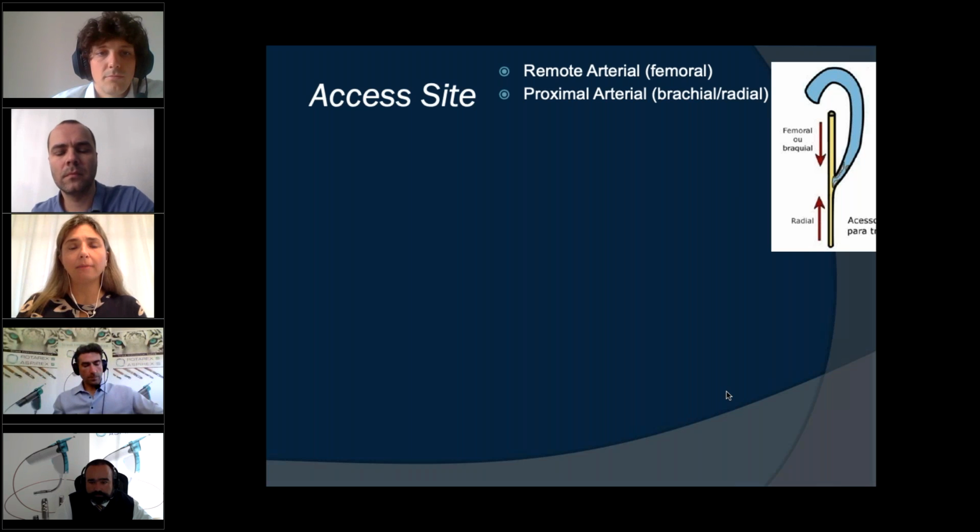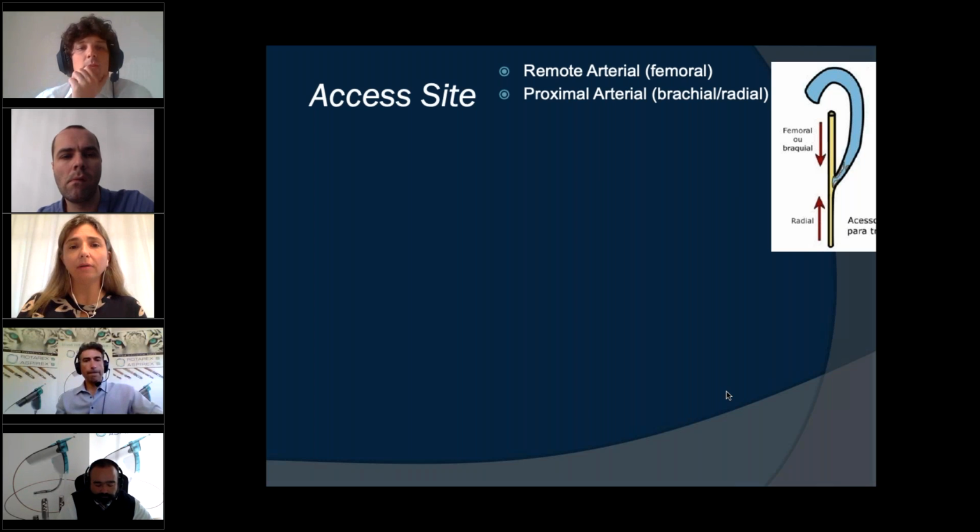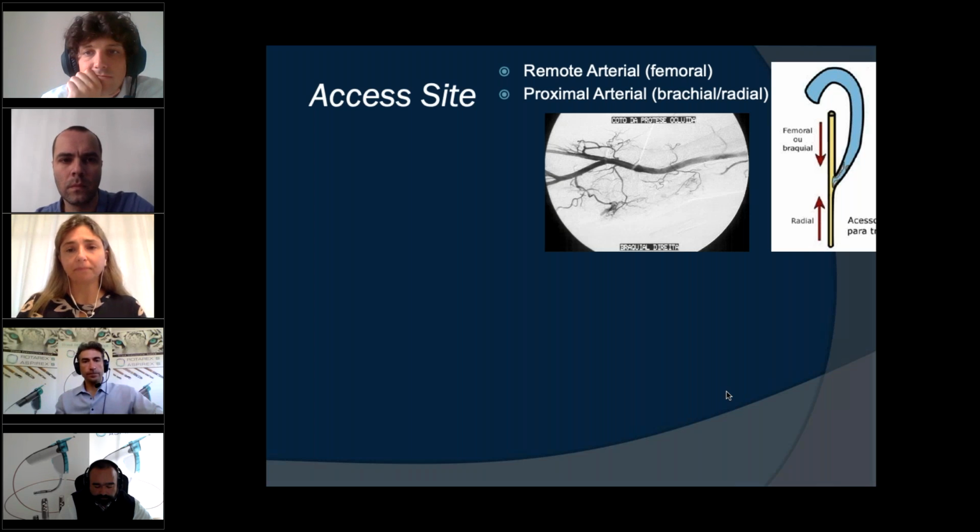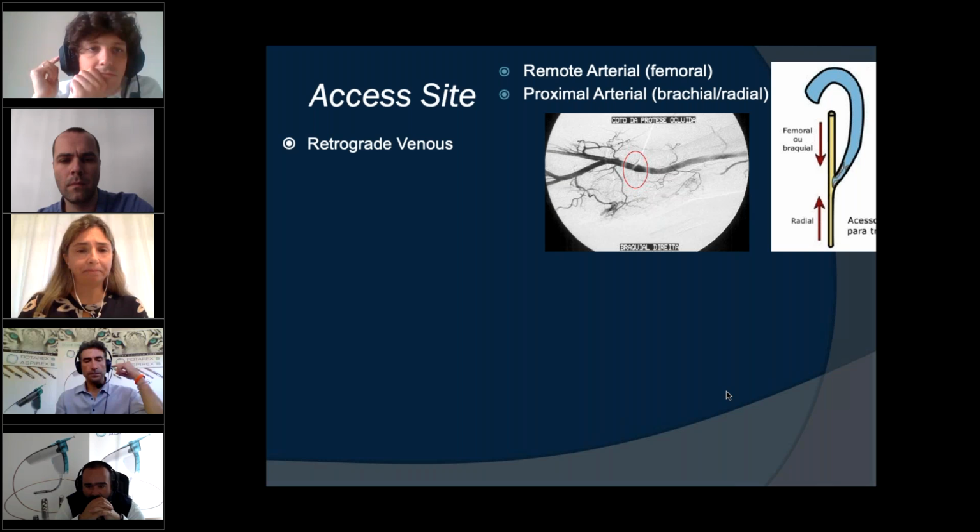Considering the technique for fistula salvage, we have the remote arterial and the proximal arterial approaches. We can either come from the femoral artery or the brachial or radial artery. This is an example of an occluded brachial axillary graft fistula, where you had a total occlusion of the arterial anastomosis. So if you come from the radial, the brachial, or the femoral artery, you can get access to the whole fistula.